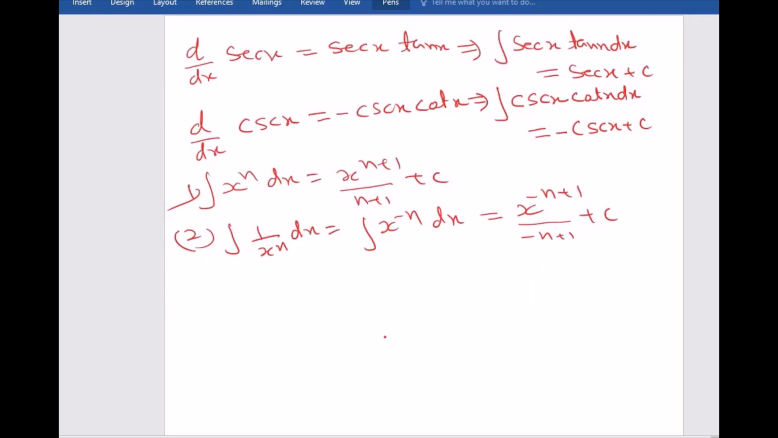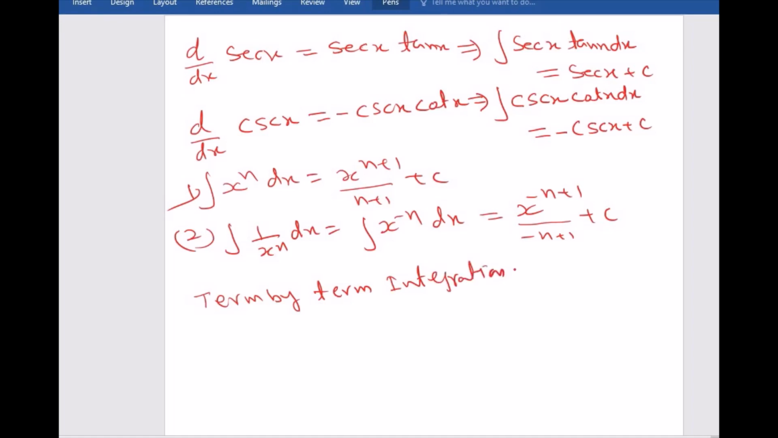Now by using that concept, I am giving you some integration. The first type of integration is called term by term integration.